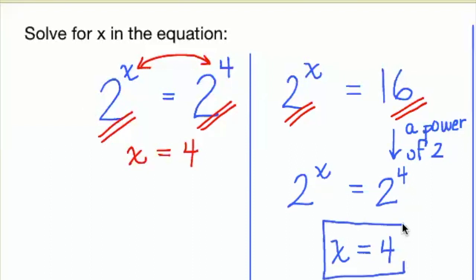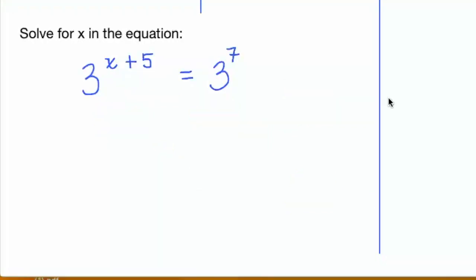Now this does rely on you being able to recognize numbers as powers of other numbers. If you're thinking maybe that's not you, don't worry, we'll get to another strategy in the second half of this video. Now let's look at this example down here. 3 to the x plus 5 power equals 3 to the 7th. First thing you're going to check is, are the bases the same on each side? They are. You will ignore the bases, set the exponents equal to each other.